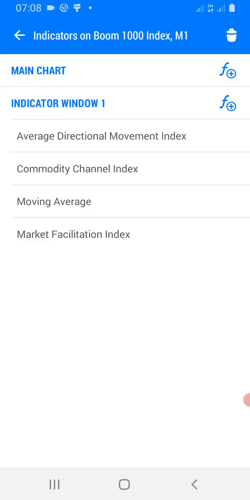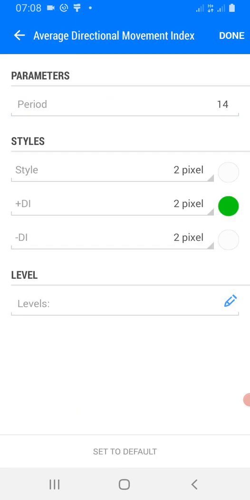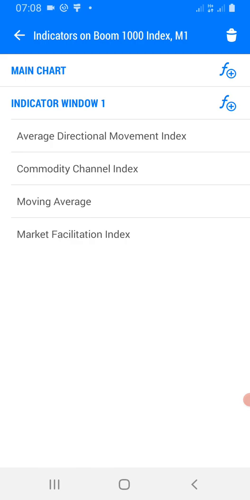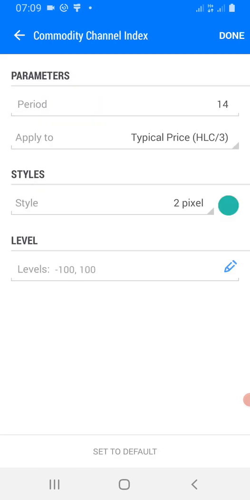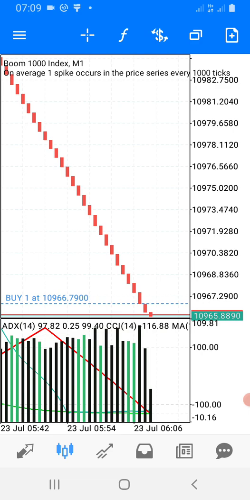Powerful strategy. You click on your indicator tab. The first indicator is the average directional movement, period 14, star 2 pixel. Use the color of your screen. The positive DI is 2 pixel, you can use green. Then the negative DI 2 pixel, you can use the color of your screen. You click done. Then the next indicator is the commodity channel index, which you use period 14, apply to typical price. The star is 2 pixel. You can use this color also. Then the levels are negative 100 and positive 100. You click done. I hope you can set these indicators, guys.